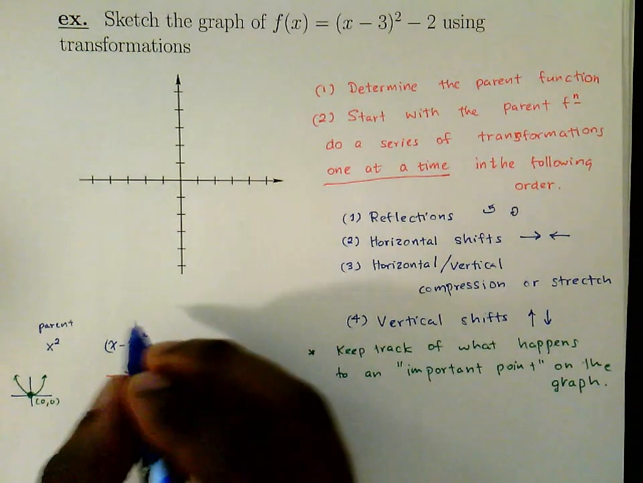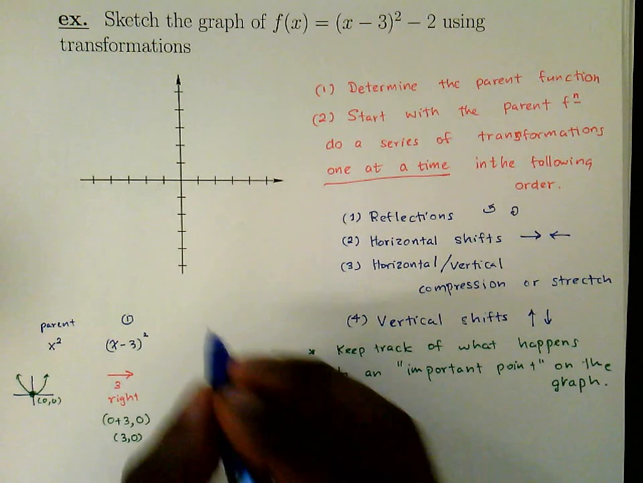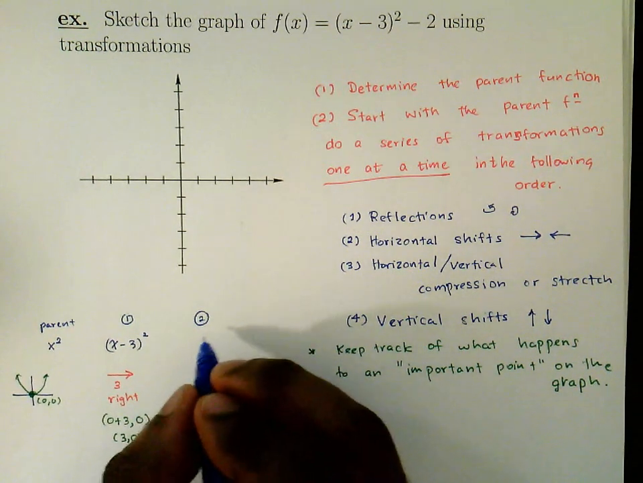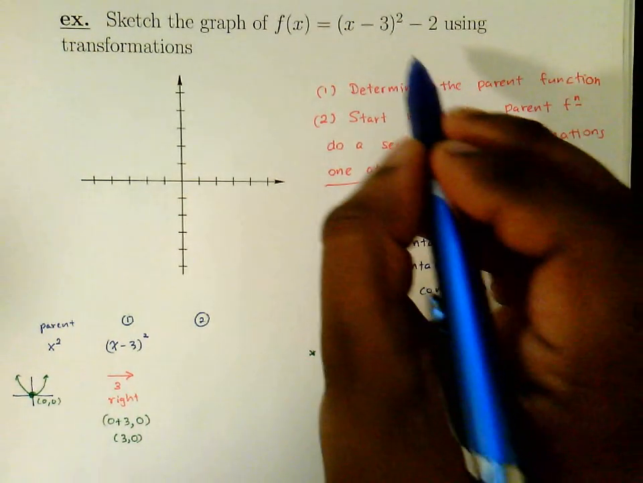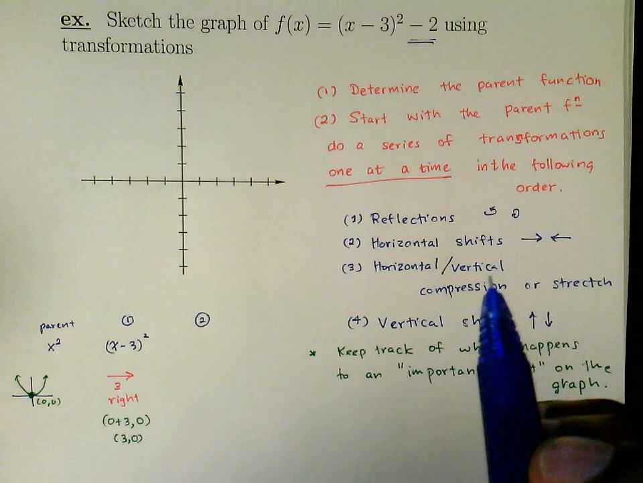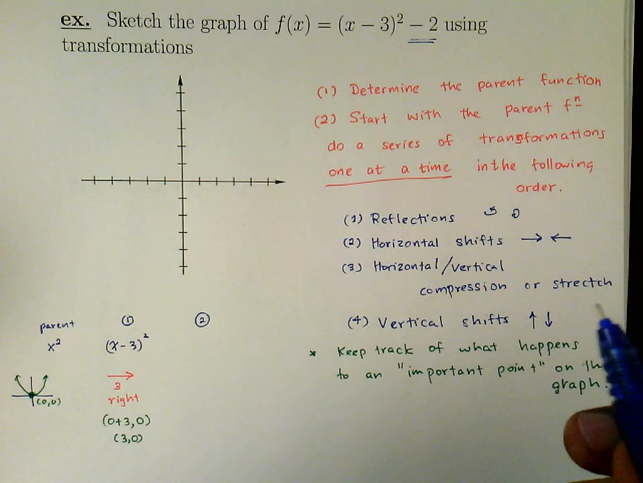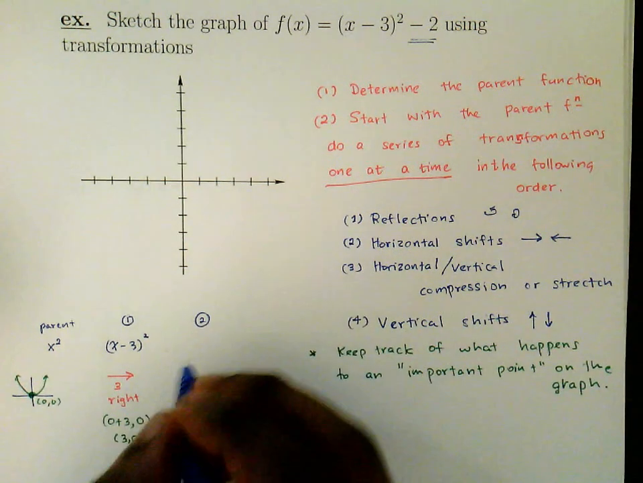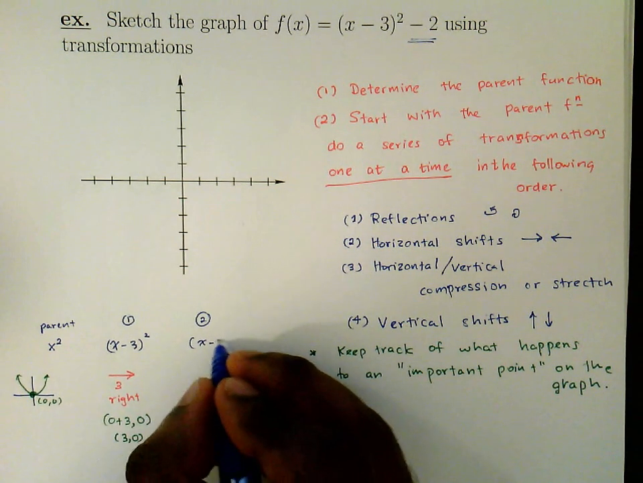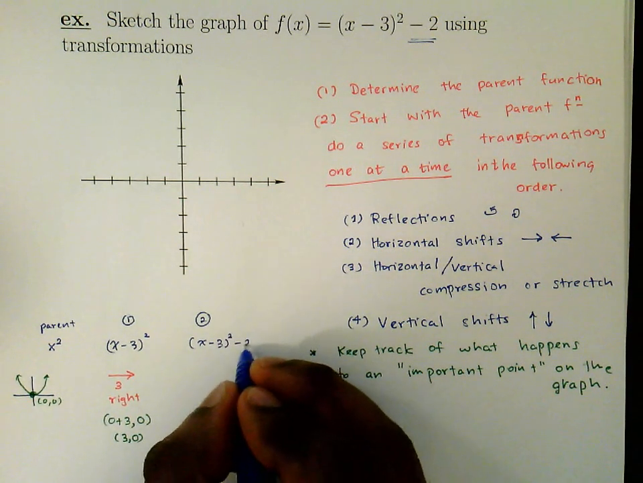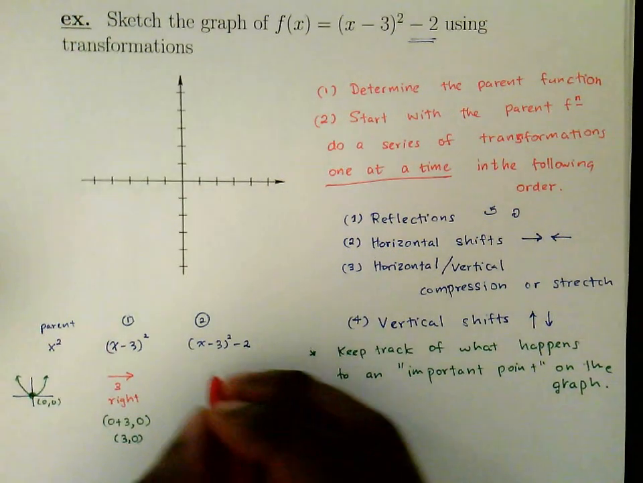Okay, and that's the first transformation. And the second transformation is you subtract 2 right here. That's a vertical shift, and that's one we should do last. So x minus 3 squared minus 2, that's 2 down.